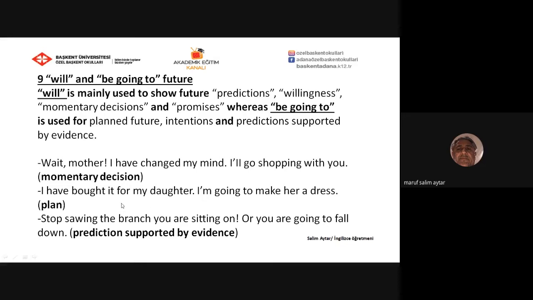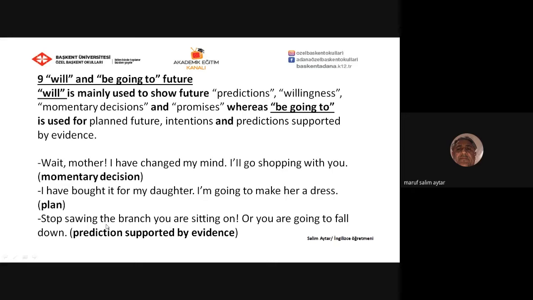The second bit is, "I've bought it for my daughter," most probably a piece of cloth. And she says, "I have bought it for my daughter. I'm going to make her a dress." This is a kind of intention plan, actually, because she's going to make her daughter a dress.